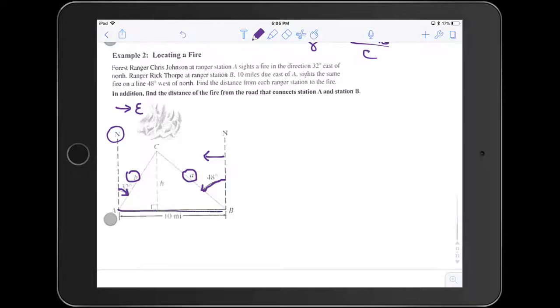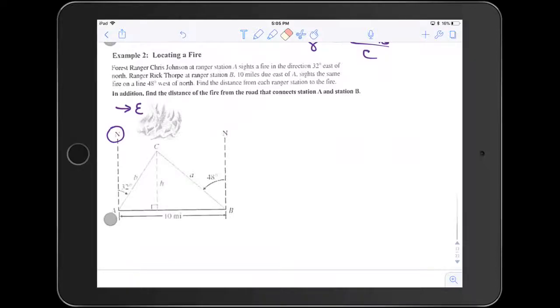So this right here is that road that connects station A to station B, and they want to know the distance from that road directly to that fire at C. So that's definitely going to change things. Because we have a right triangle there, we won't always have to use the law of sines. So I'm going to erase some of this just so that we can see what we're doing here.